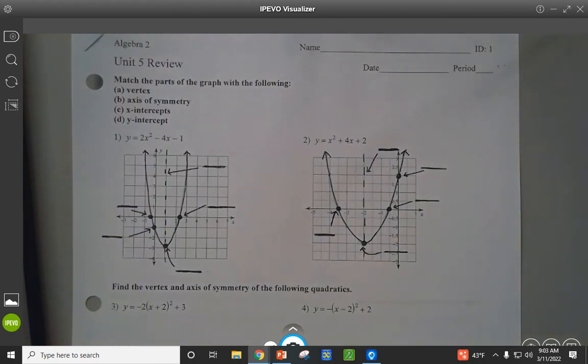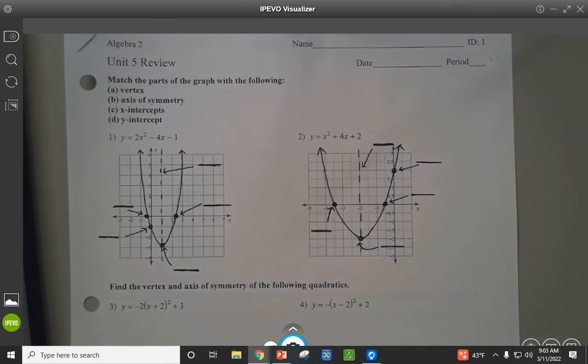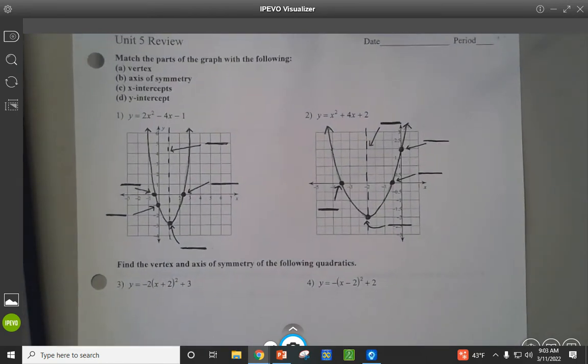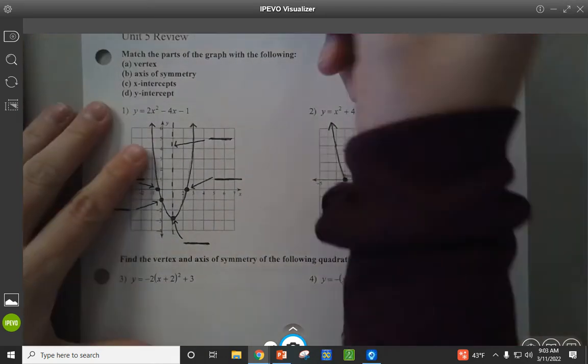Right, so on this review, for each section, I'm going to tell you what lesson it came from, and I'm going to work down the odds. So let's start with the first section where we're looking at the graphs. And all that I want you to do on this one, it comes from lesson 5.1.